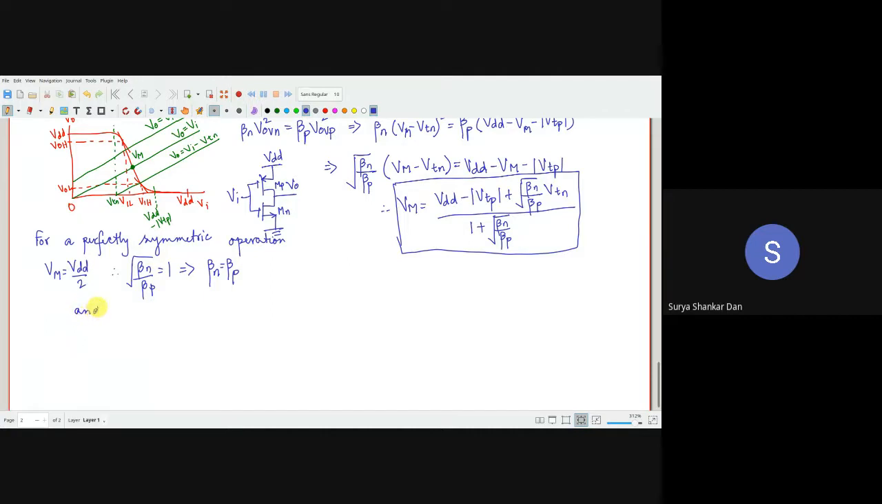And what is the second thing that you would like to have? This mod of VTP and this VTN should be the same, so that they will cancel each other.